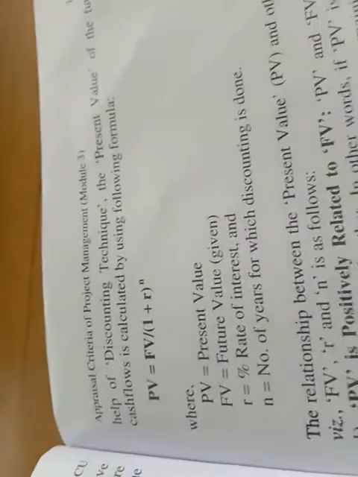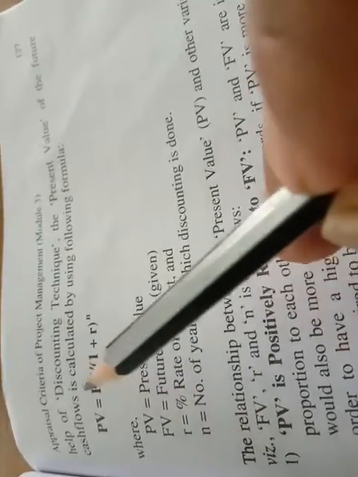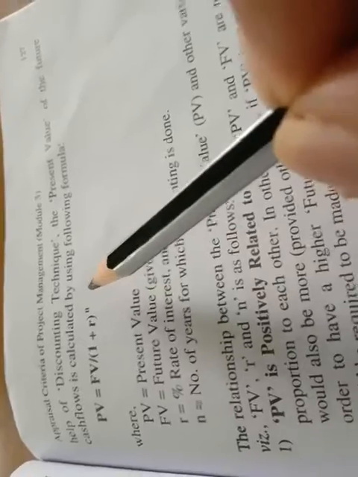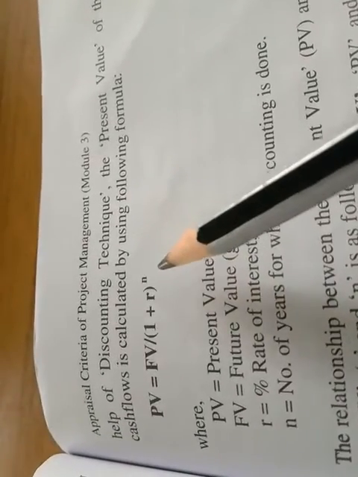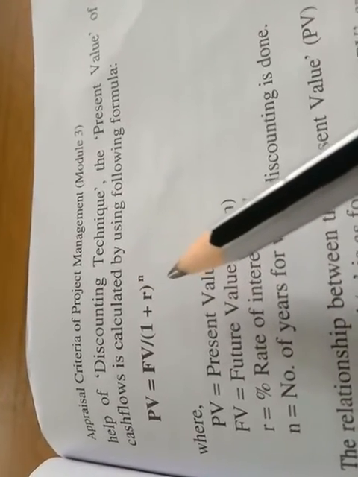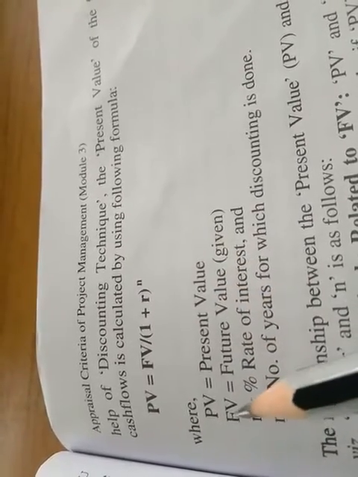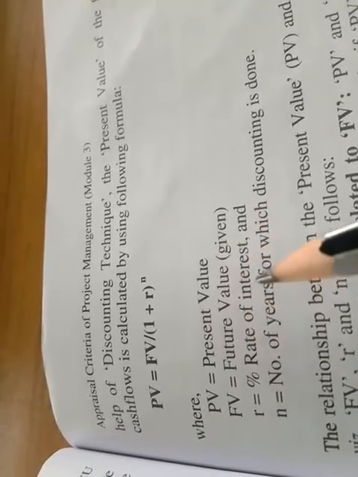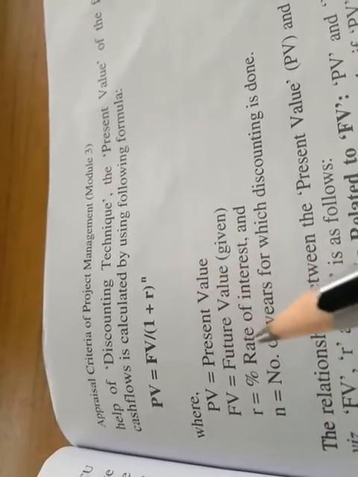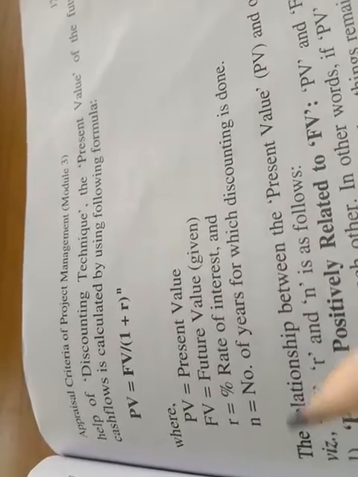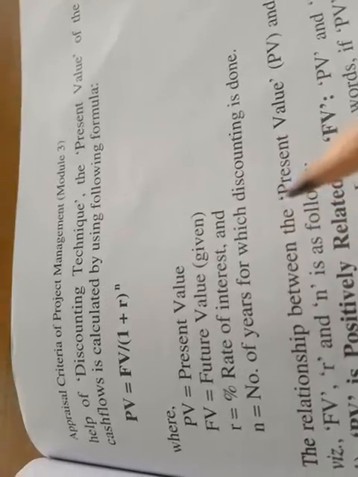So how do we calculate the present value of money? The formula is there. The present value is equal to future value divided by 1 plus r raised to n. This is the formula for the calculation of the present value of money. PV stands for the present value and FV stands for the future value, which is given in the problem. R stands for the rate of interest, which we have to convert into a decimal, and N stands for the number of years for which discounting is done.